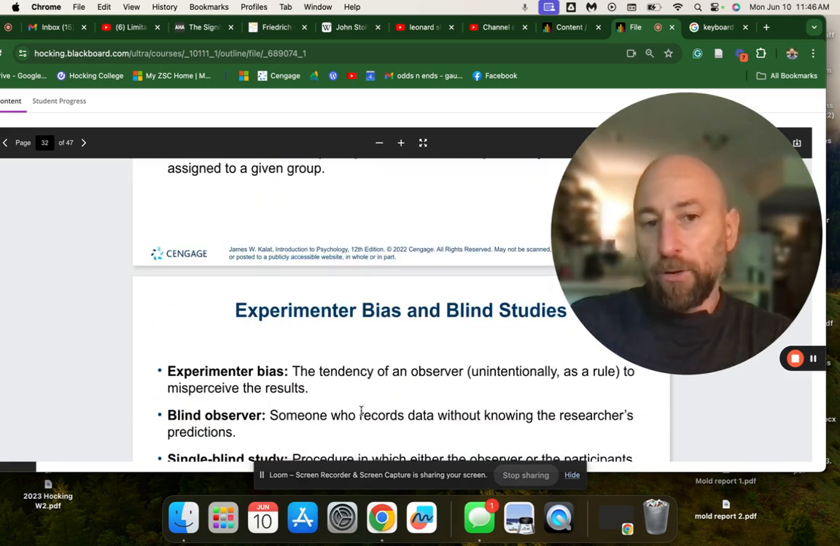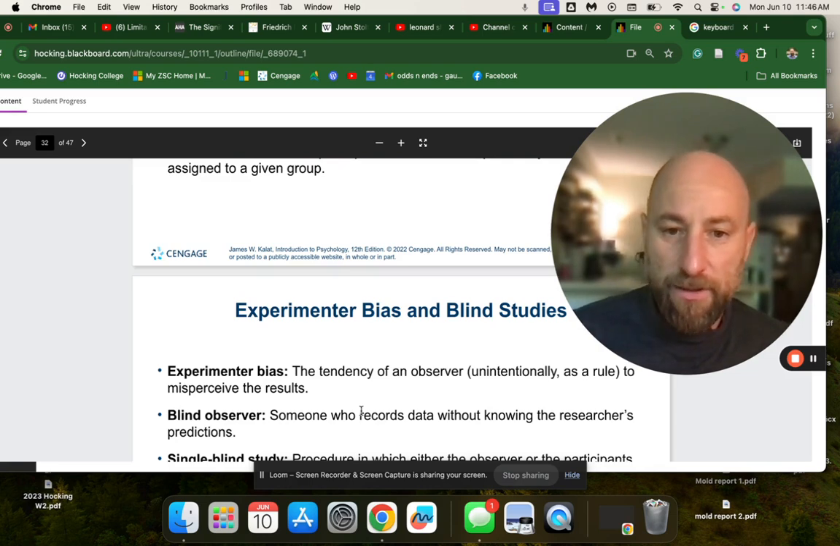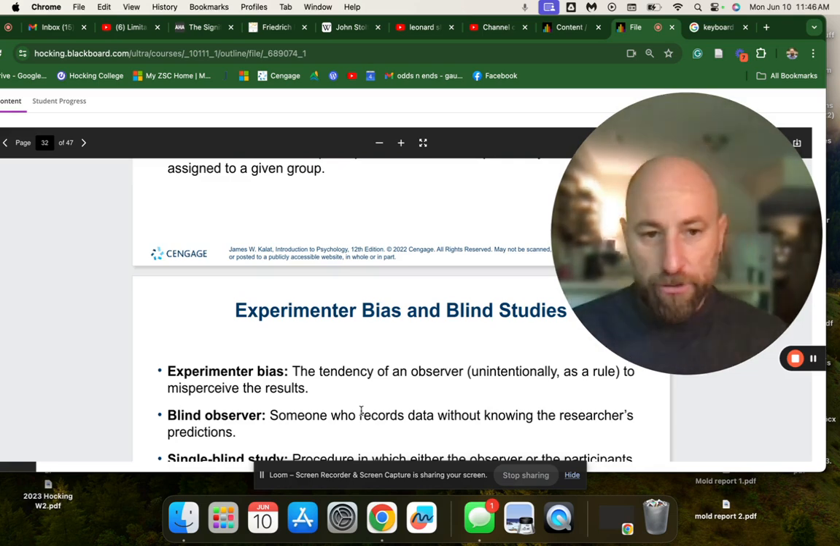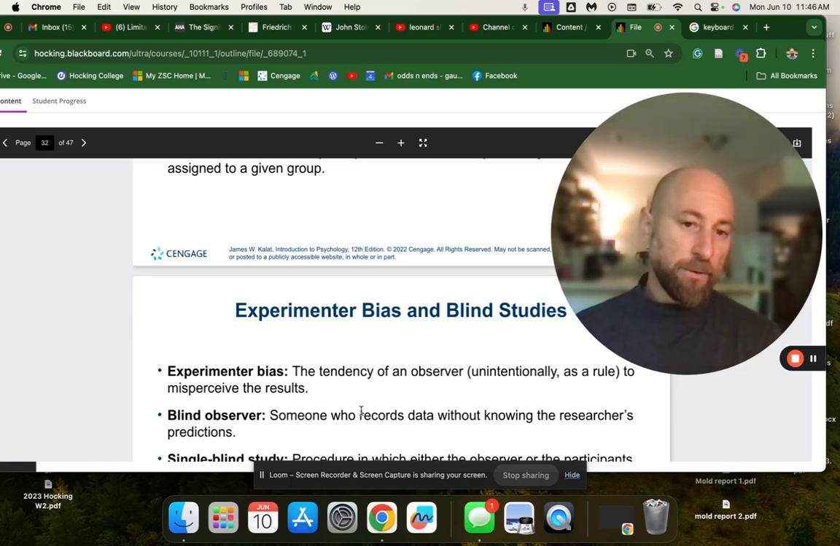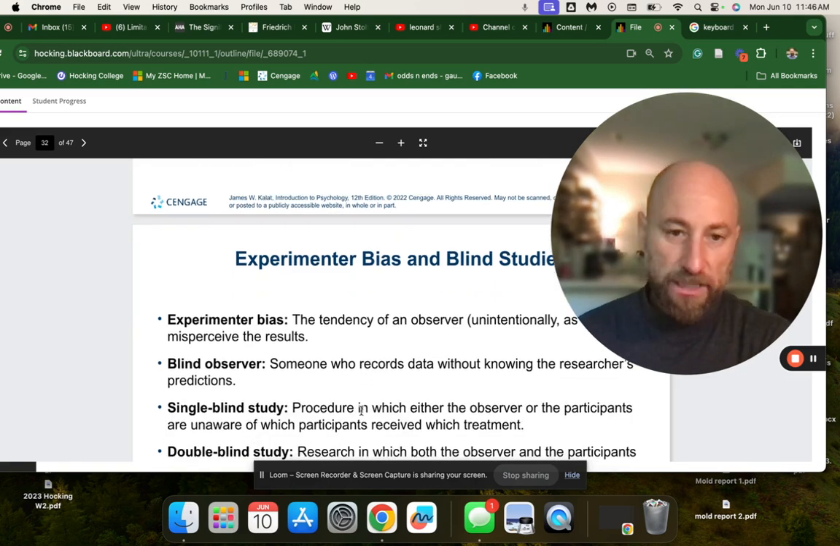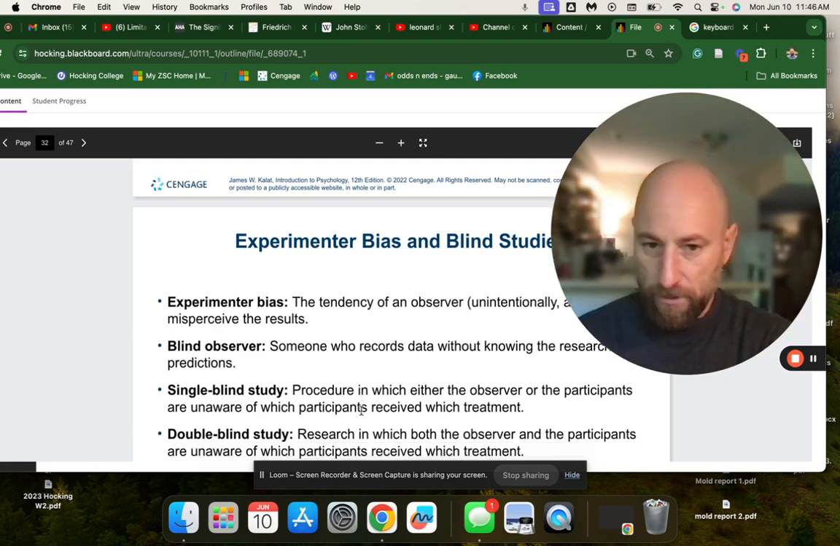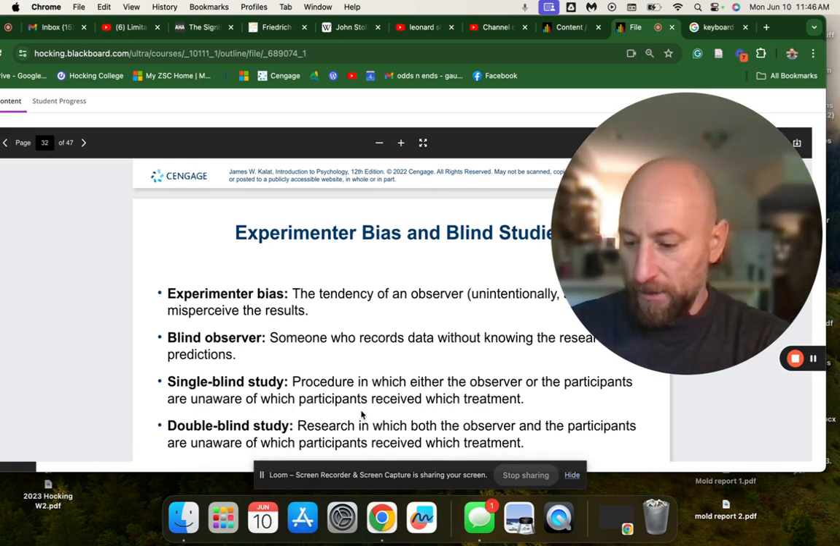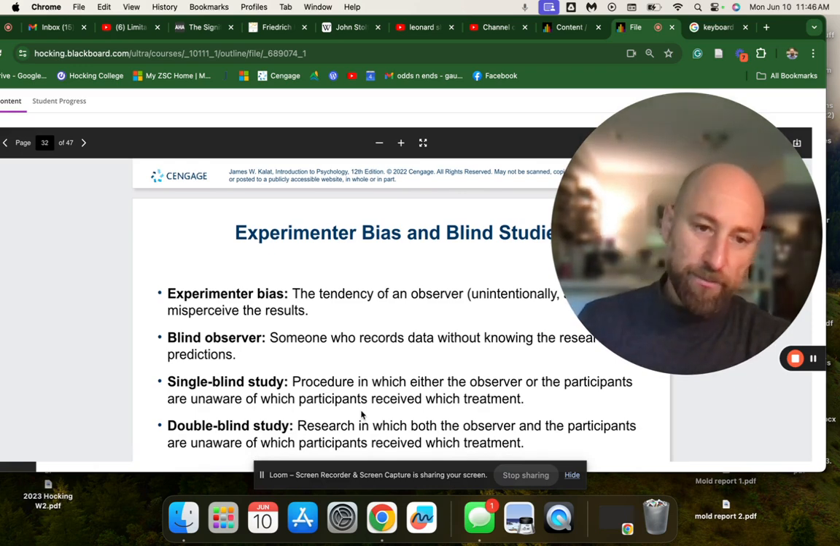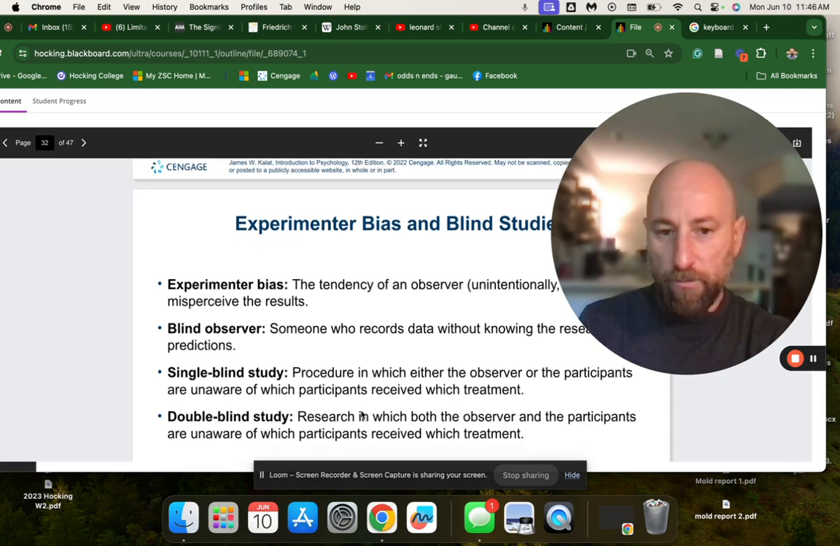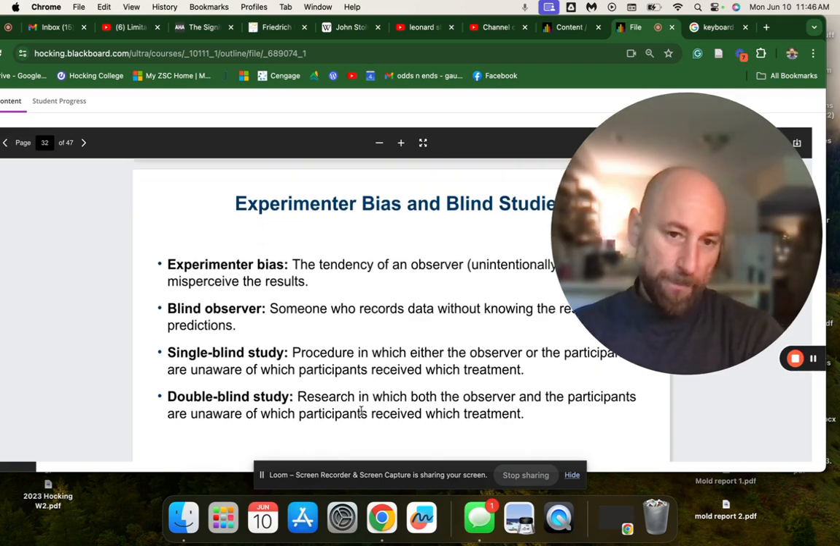Experimenter bias in blind studies. Experimenter bias is the tendency of an observer, usually unintentionally, to misperceive the results. For someone who reports data without knowing the researcher's predictions, a single blind study is a procedure in which either the observer or the participants are unaware of which participants received the treatment. And a double-blind study is research in which both the observer and the participants are unaware of which participants received the treatment. Okay, so typically when we're doing a study, we want it to be double-blind.